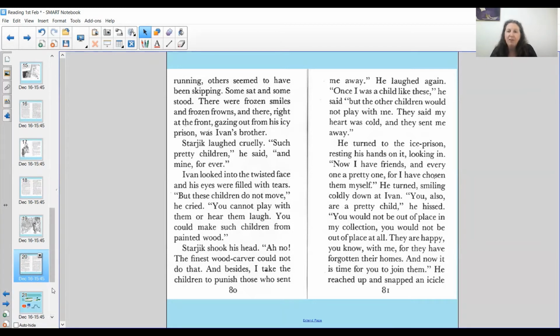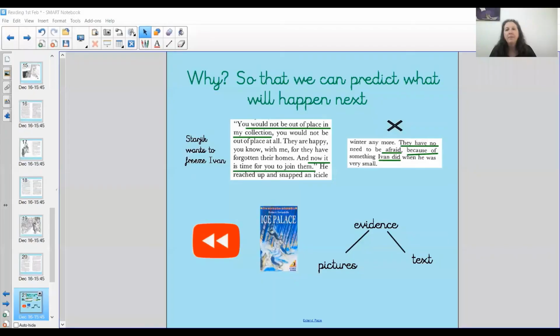Okay, I'm going to leave that there and we'll continue that next week. Okay, so our why is so that we can predict what will happen next. I just want you to have a little think. We know that Starjik wants to freeze Ivan. He said, "You would not be out of place in my collection," and "It is now time for you to join them." So we know that he wants to freeze Ivan.